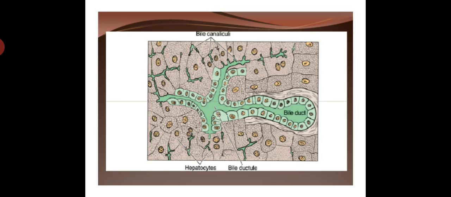This is another diagrammatic view of that liver section. So here you can make out the major bile duct, and this bile duct is formed by the fusion of these ductules called bile ductules, and these bile ductules are there between these bile canaliculi.